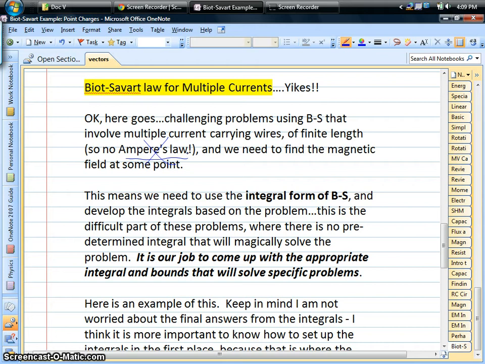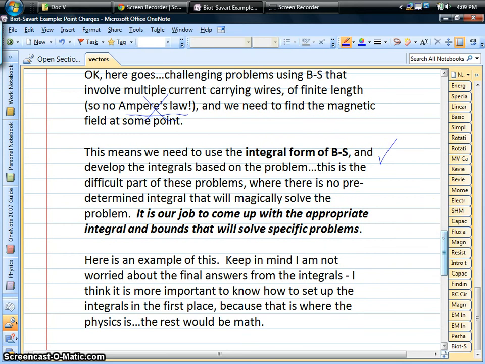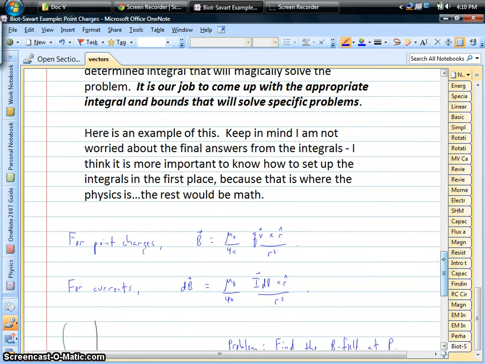So Biot-Savart, this is the law that we have that will find magnetic fields exactly. And it can be for multiple wires, multiple currents, multiple charged particles flying around. This is the real deal. So it's our job to try and figure out, in the case of currents, the integral that we need to use that would solve a particular problem. Unfortunately, there's no one integral fits all. We have to construct these things based on the problem at hand. So every problem's a little bit different.